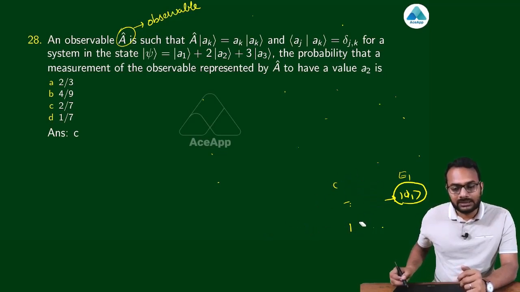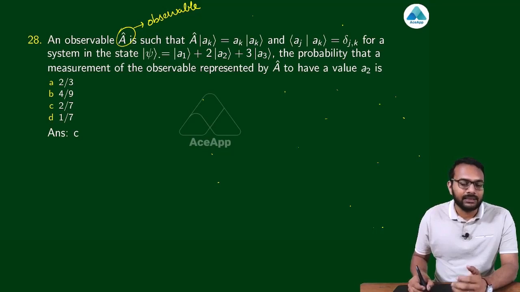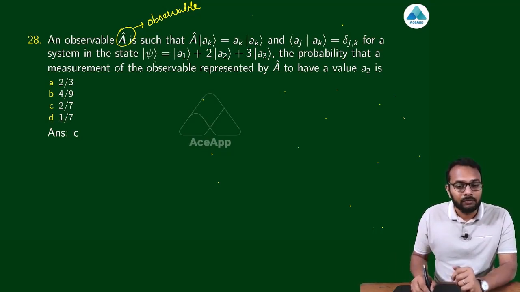Okay, now we are going to do this. A is the Hermitian operator, and the eigenvectors are going to expand the state. You could use any basis. Here, what we have done is expand psi using the eigenvectors of A.